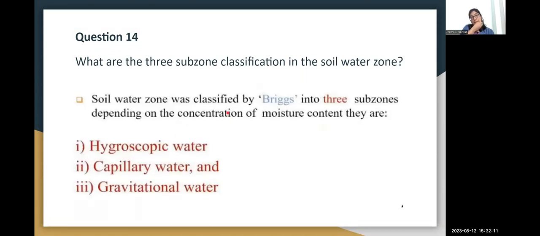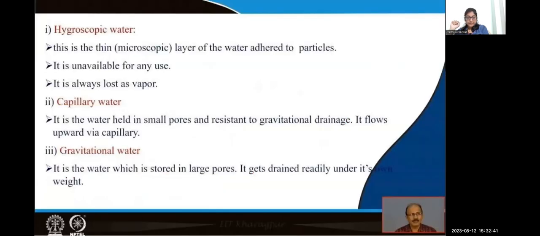So, a person named Briggs classified the soil water zone into three subzones, depending on the concentration of moisture content in the soil water zone. And that is hygroscopic water, capillary water, and gravitational water. So in the soil water zone, there are three types of classification: hygroscopic, capillary water, and gravitational water. So don't get confused with the capillary fringe over here.